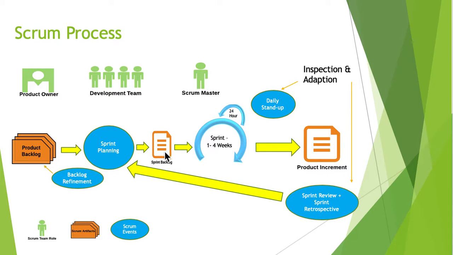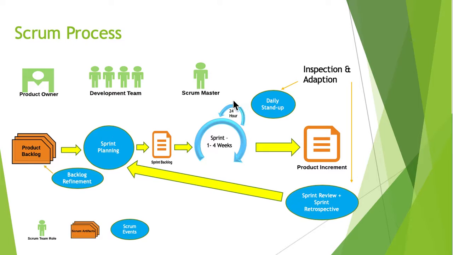Development team is the owner of the sprint backlog, and they're responsible to complete the work by the end of the sprint. Sprint is a time-boxed iteration, usually lasting 1 to 4 weeks, in which the development team works on the sprint backlog.